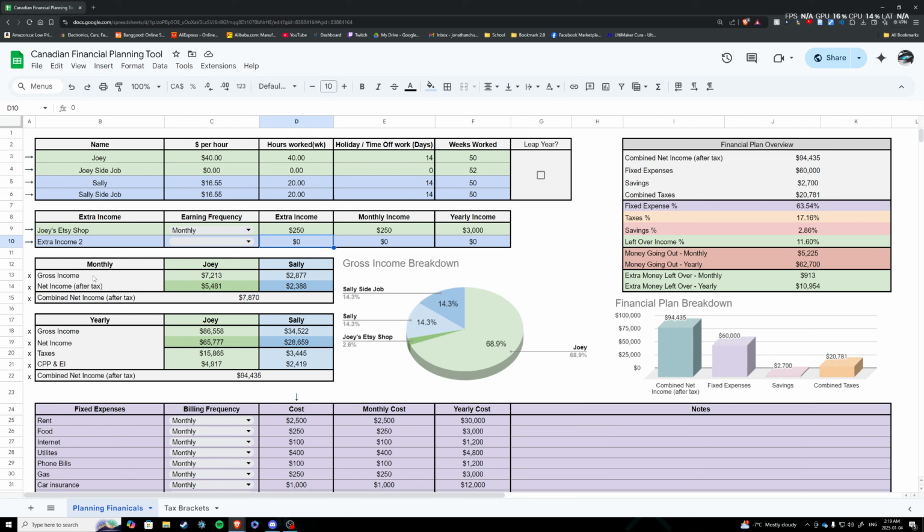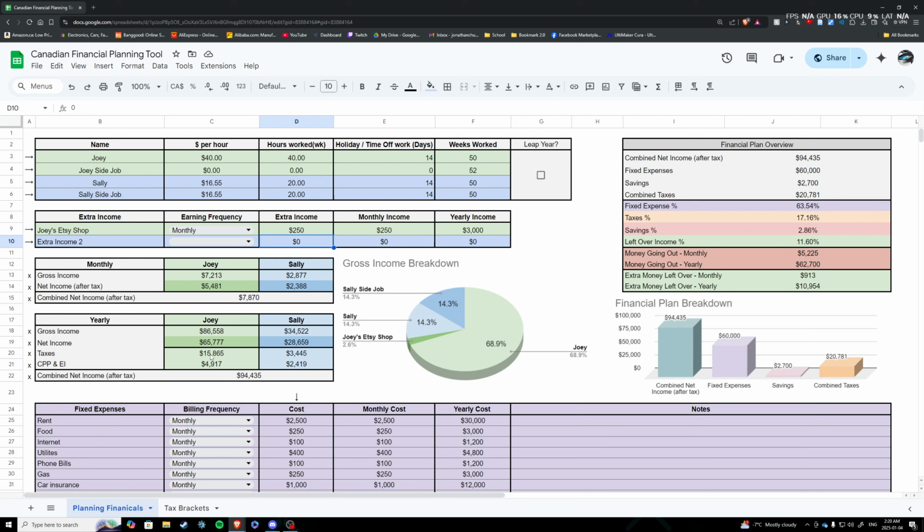Then we have our monthly and our yearly. We're going to be taking a look at the yearly because it has a little bit more information. So let's see. We have our gross income. So Joey's gross income is 68K, and Sally is 34K. So we have our 68K and our 34K.